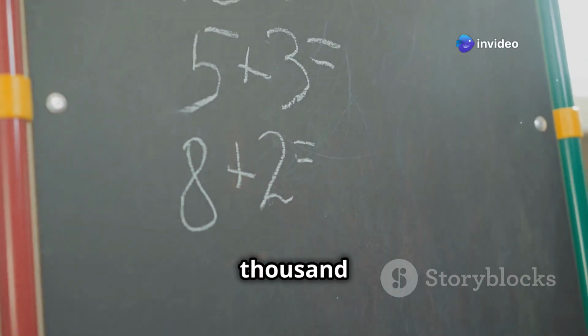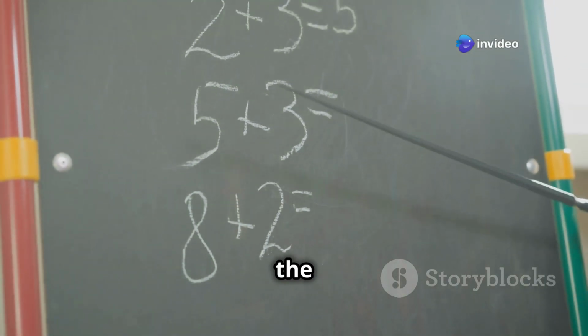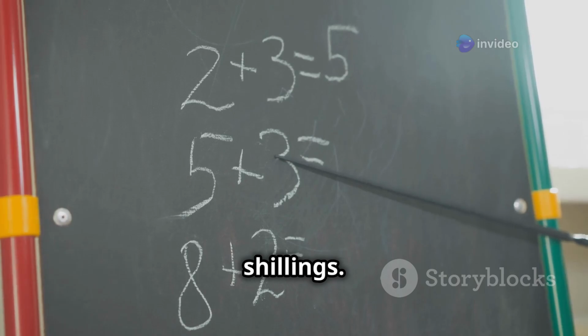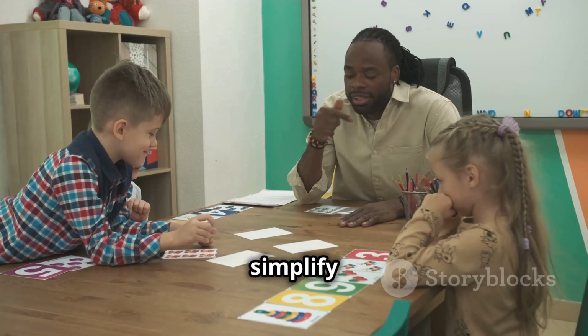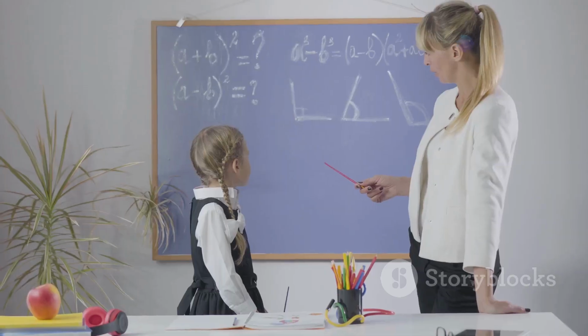So, 35,449 shillings rounded to the nearest thousand is 35,000 shillings. The correct answer is C. Rounding helps us simplify numbers and make estimations.